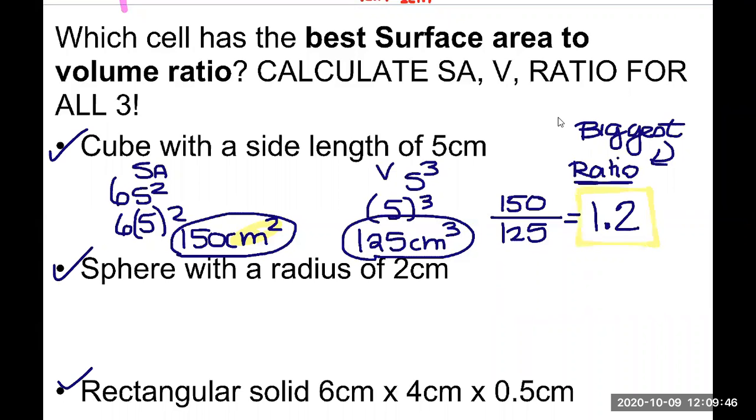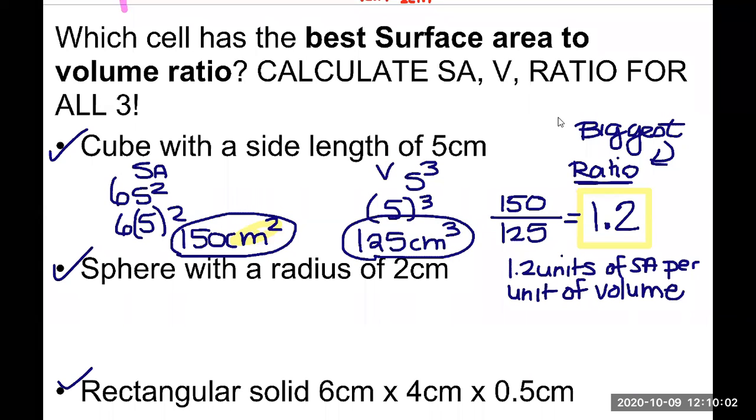What does that literally mean? That means, no units here, that I have 1.2 units, whatever units it could be, of surface area per unit of volume. It's a ratio. So my ratio is 1.2 units of surface area per every unit of volume. So I have a little higher surface area compared to volume in this scenario.